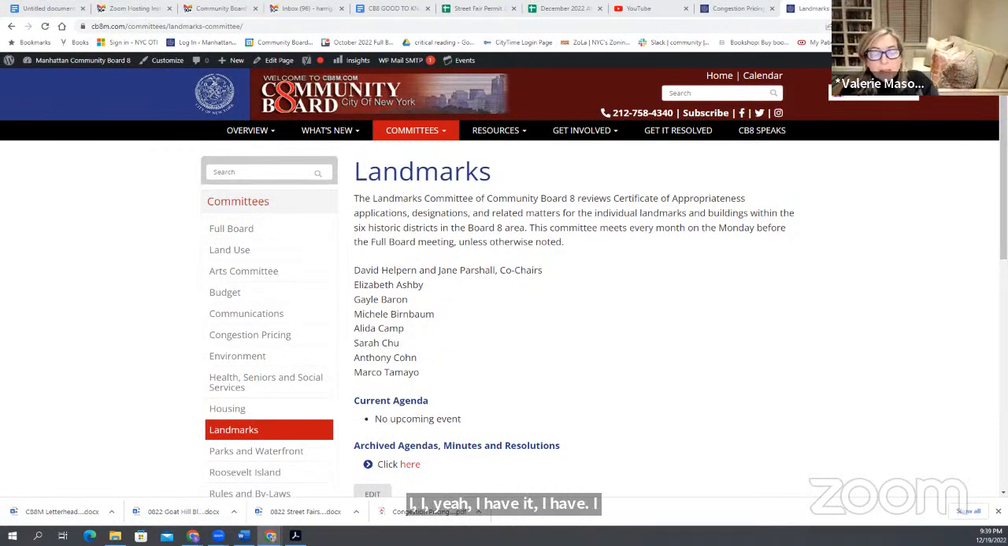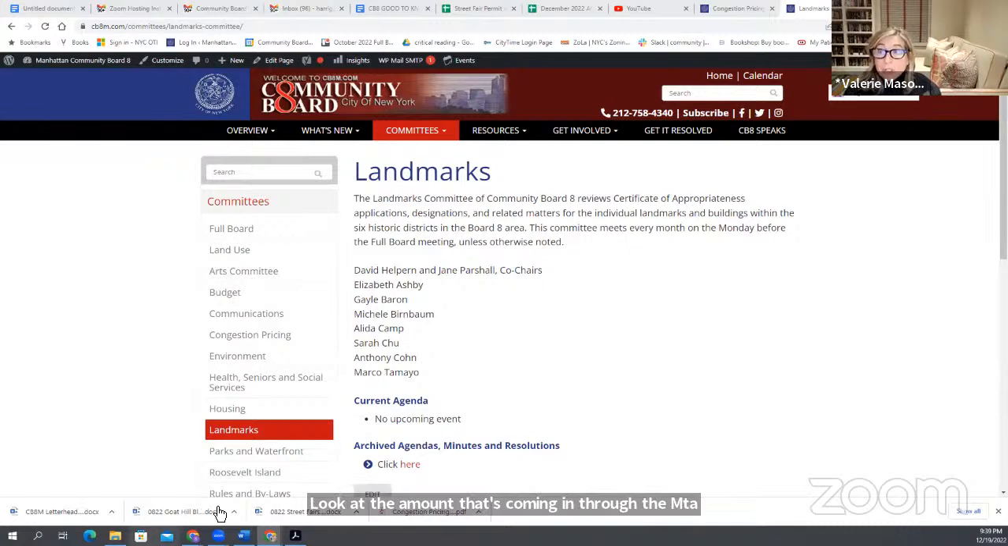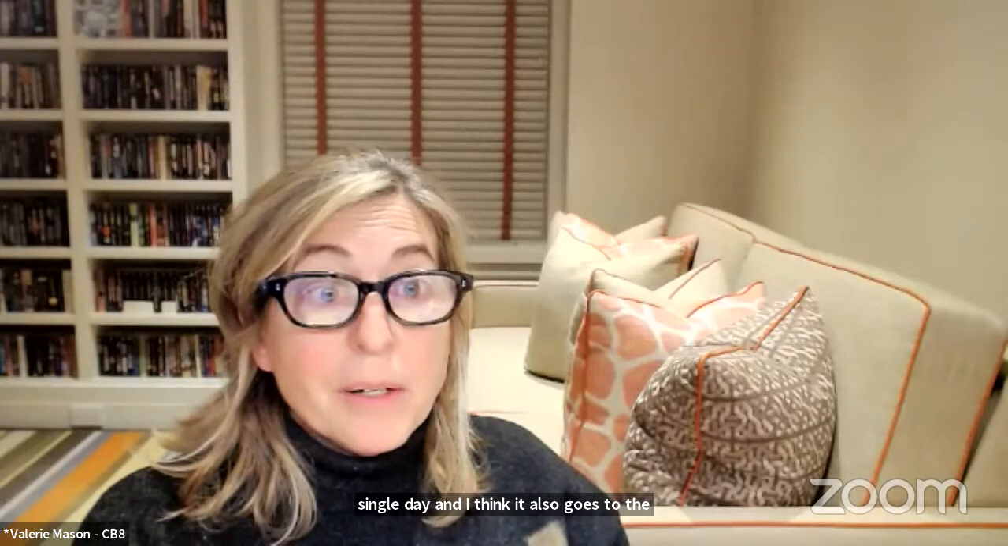during COVID, I was looking at the estimates versus what they were actually collecting, and they were seriously off. But if you look back at your lockbox slide, and we can look at this the next time, look at the amount that's coming in through the MTA surcharge, which is on top of the congestion pricing surcharge in the taxi cab. And every time you go to a restaurant, and any sales tax, there's an MTA component in that. So we're paying extra for the MTA every single day. And I think it also goes to the accountability: where is all that money going?